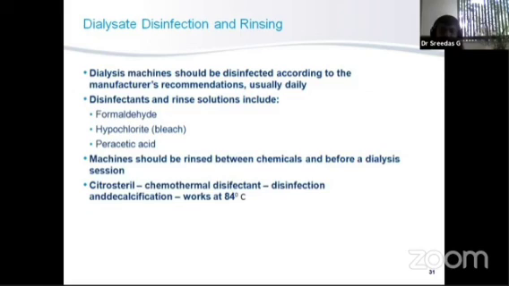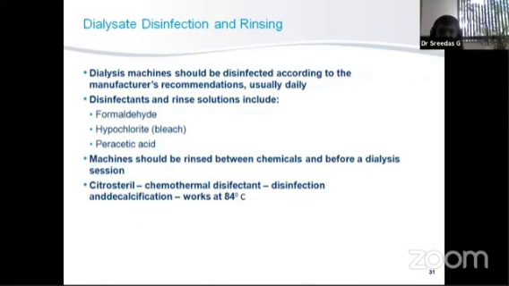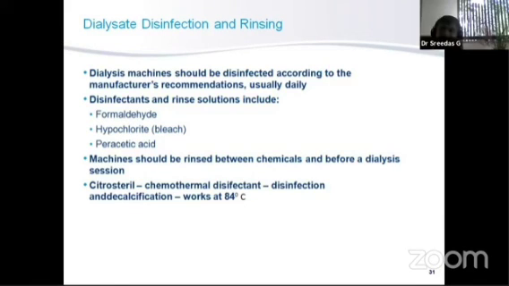Now what we use is citosterol, which is compatible with the Fresenius machine which we use here. Citosterol is the chemical we use for machine disinfection, and it is a chemothermal disinfectant. That means it has both heat as well as chemical disinfection, and this works only at a higher temperature, like the machine has to heat it to 84 degrees for citosterol to act. While renalin is a cold disinfectant.